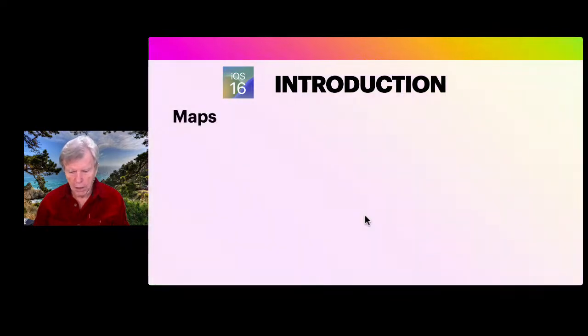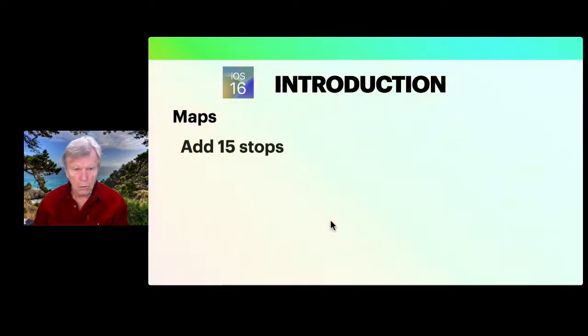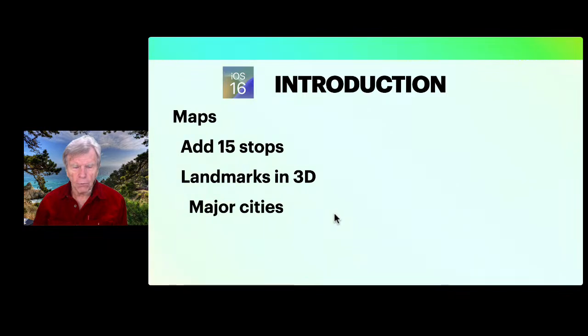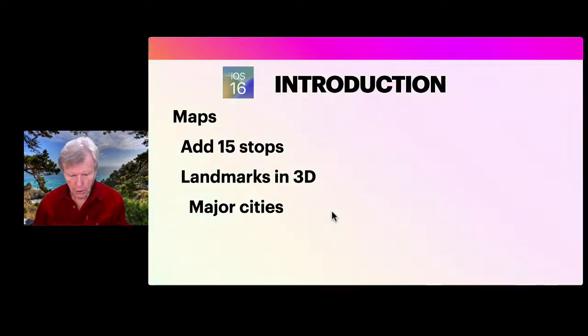So maps have some nice new features. So now you can add up to 15 stops on your route that you set up on your maps, and you can also add this on your map app on your Mac, and then send it to your iPhone or do it on your iPhone. And they also now have landmarks in 3D. Unfortunately, it's only for major cities at this time, so Tucson is not one of those. So let's see how that works.